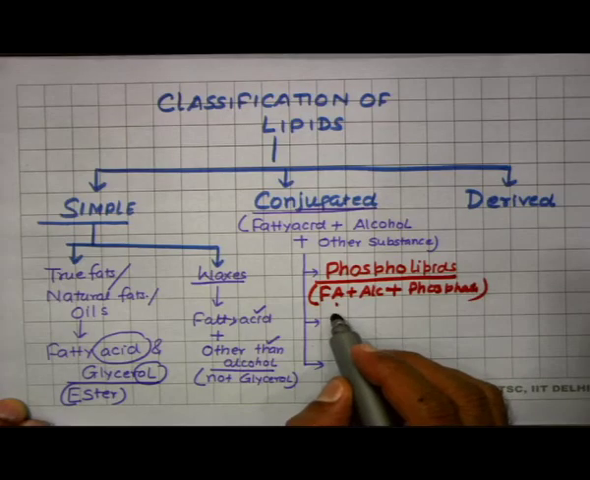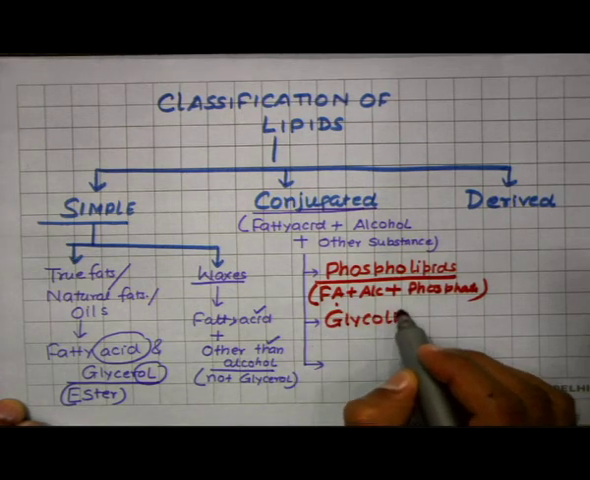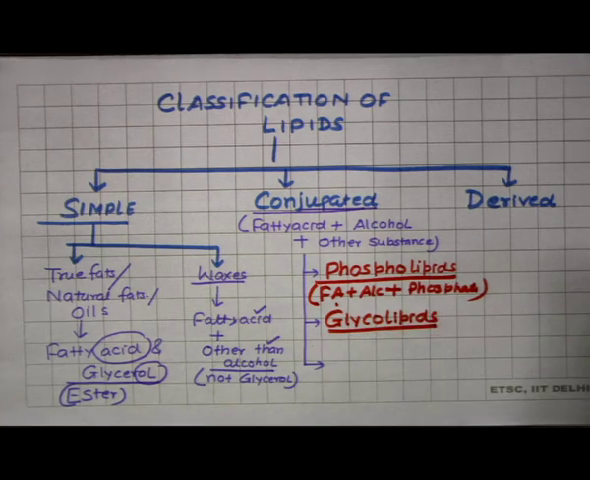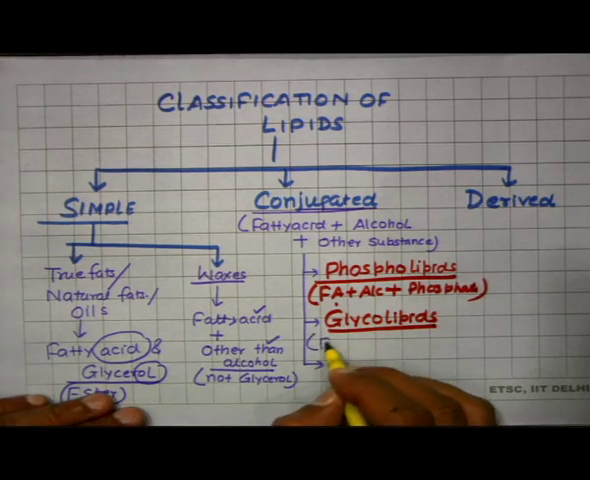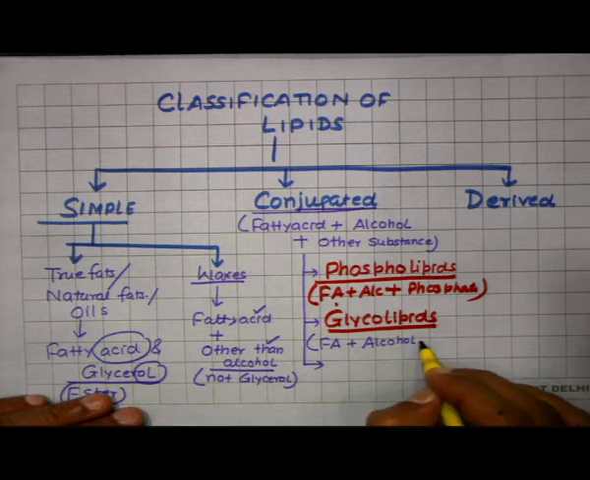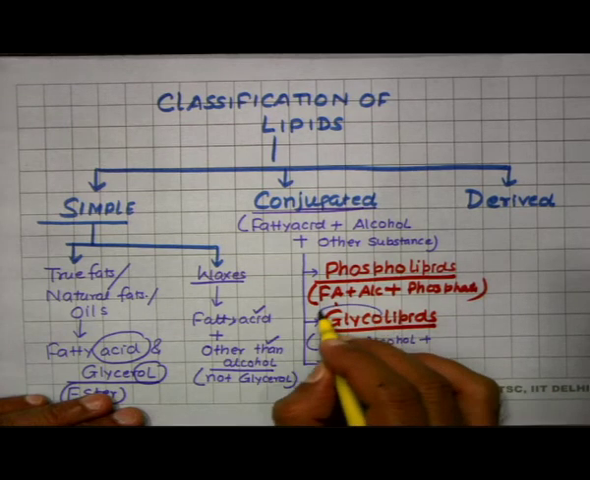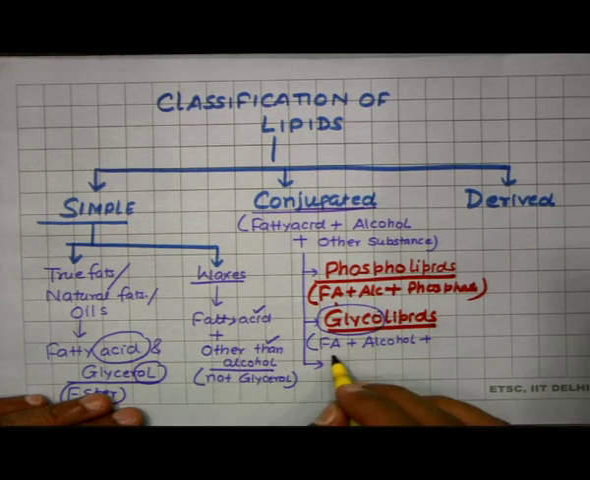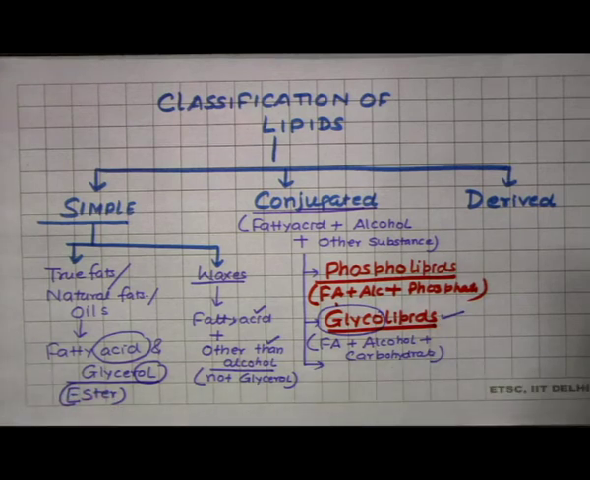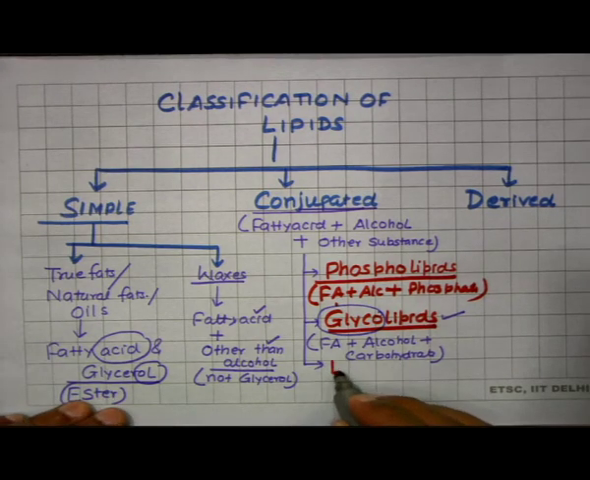The second one, conjugated lipids are glycolipid. Glycolipids, as the term indicates, are formed by fatty acid plus alcohol plus glycon. Glycon is a type of carbohydrate. If fatty acid and alcohol are combined with carbohydrate, that forms glycolipids.